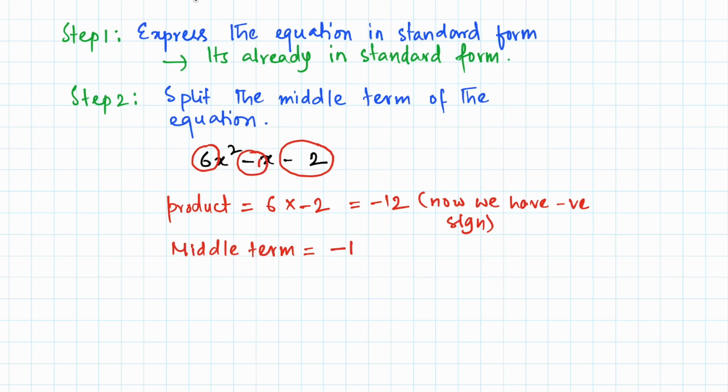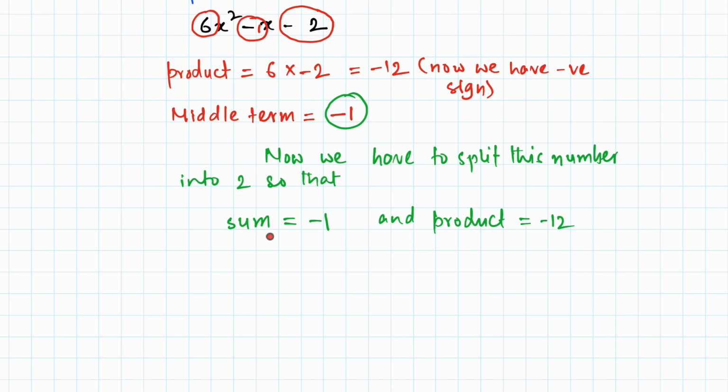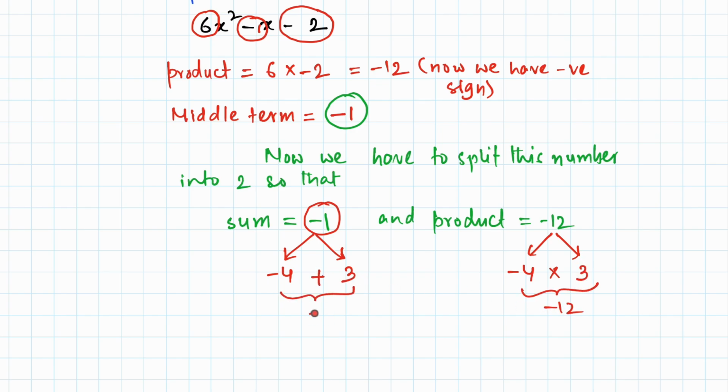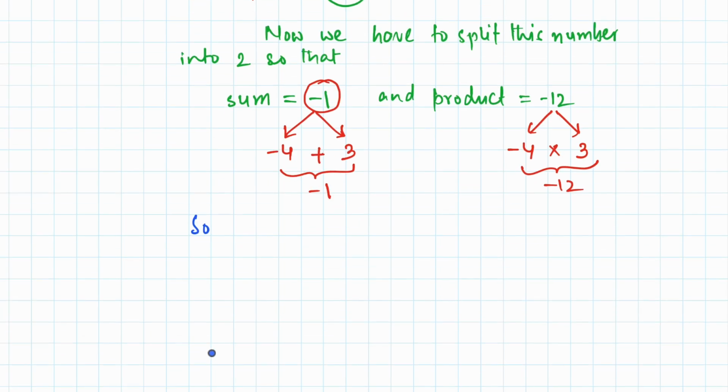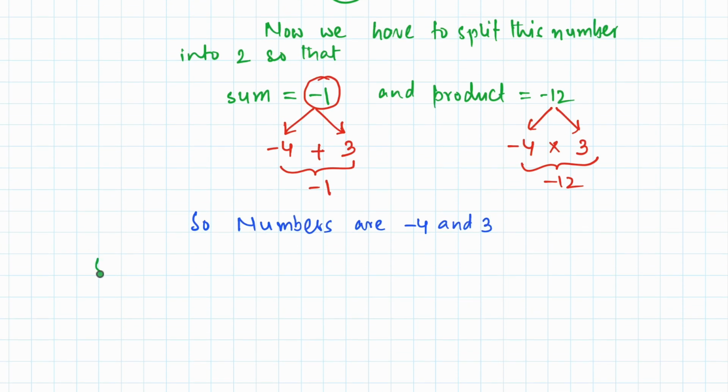So we have to express minus 1 into two terms, or two numbers, such that the sum is equal to minus 1 and the product becomes equal to minus 12. So how are we able to do this? If we take minus 4 and 3, minus 4 plus 3 becomes minus 1. And if we multiply minus 4 into 3, it gives minus 12. So both product and sum are satisfied, but be careful with the sign. So here we have to take care of the negative sign. So the numbers are minus 4 and 3.